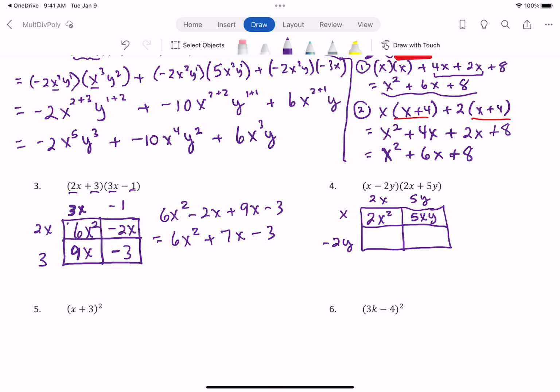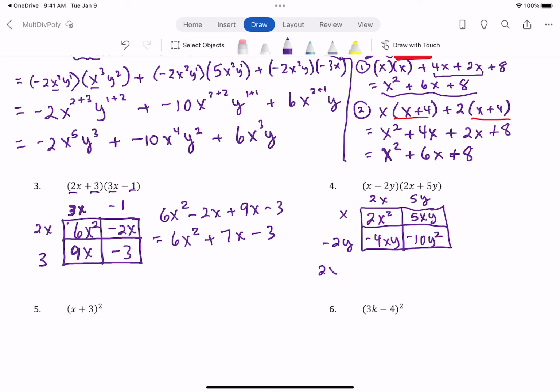So I used 5xy. For the next box, we have negative 2y times 2x. Negative 2 times 2 is negative 4. And again, we have x times y. So we're just going to bring those down. And in the last box, we have negative 2 times 5 is negative 10. And now we're back to the same variable, y to the first times y to the first. So when it's the same variable, we're going to add the 1 plus 1 and get 2.